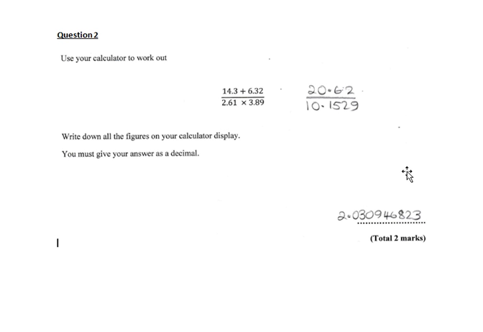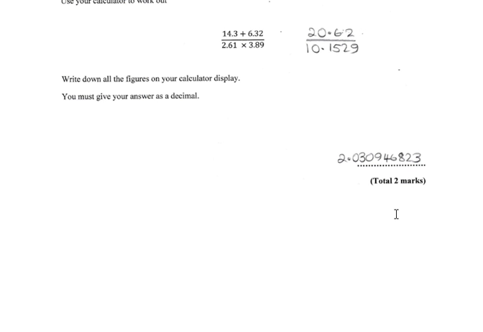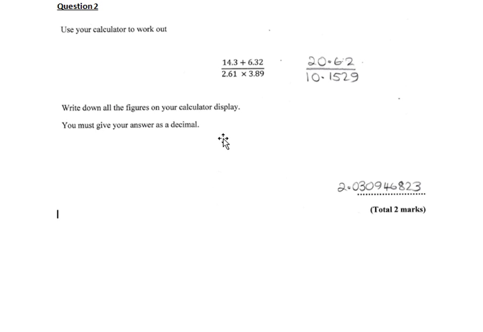If you were to put this into your calculator in one go, you would have to put brackets around the top and brackets around the bottom before you put the divide sign in between them. To guarantee you get at least 1 mark, it's better to show your working. So work out the top bit, get your answer, work out the bottom bit, get your answer, then do your division. It says write down all the figures on your calculator display, so that's what you should do.